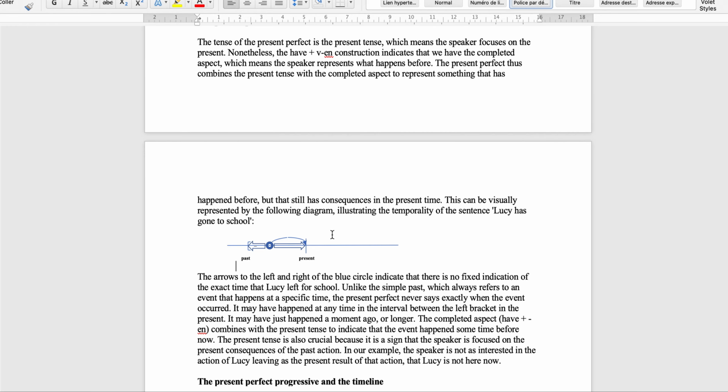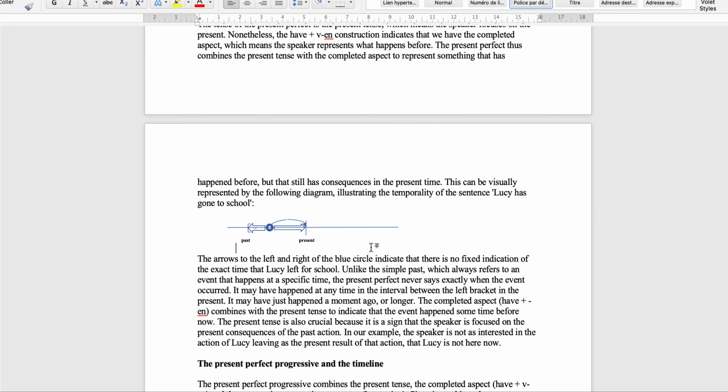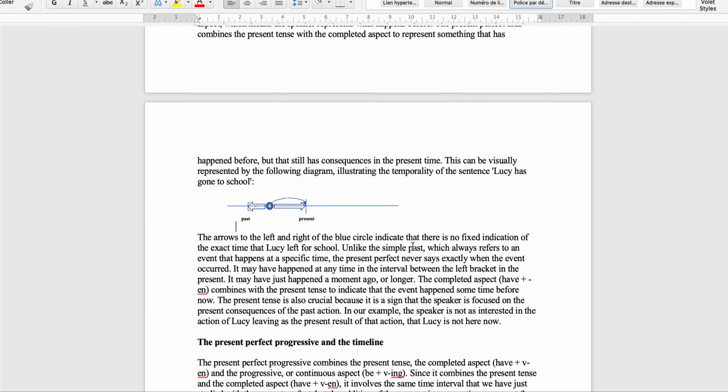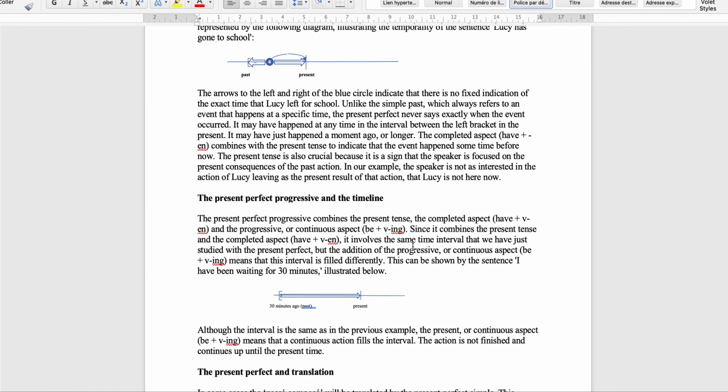And notice that this very often will correspond with le passé composé in French. Je me suis coupé les doigts, ça c'est un passé composé. Ou elle a quitté la maison. Si on dit elle a quitté la maison pour savoir qu'elle n'est pas là, we're going to say, oh, she has left the house. D'accord? So that's the basic way we use the present perfect, or present perfect simple if you prefer.